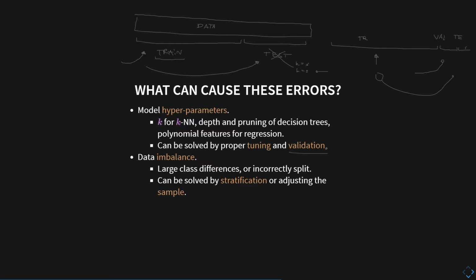Now I will go into a bit more detail on this for a bit longer in the next video. But for now, let's also focus on data imbalance. So what could be the case is that we have very large class differences. So the majority class, for example, is 90% of the data set.